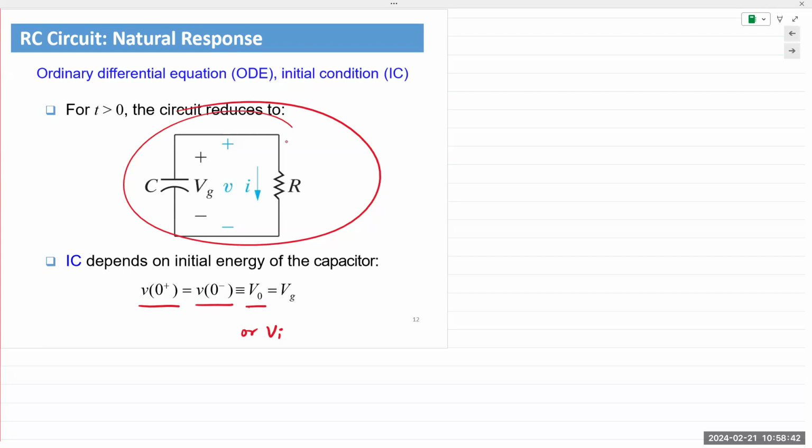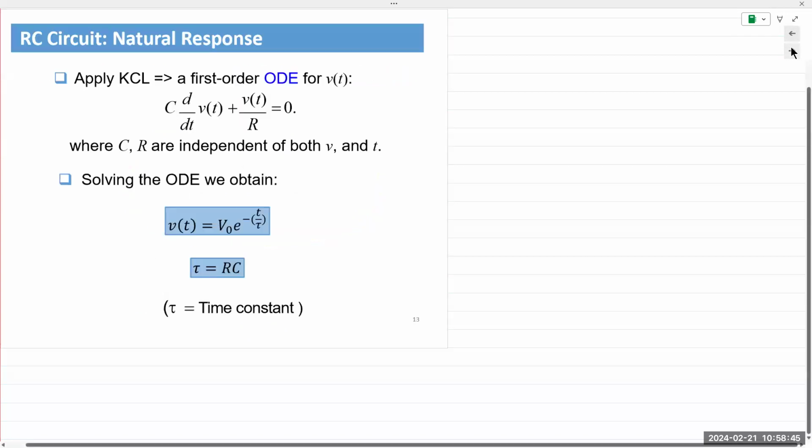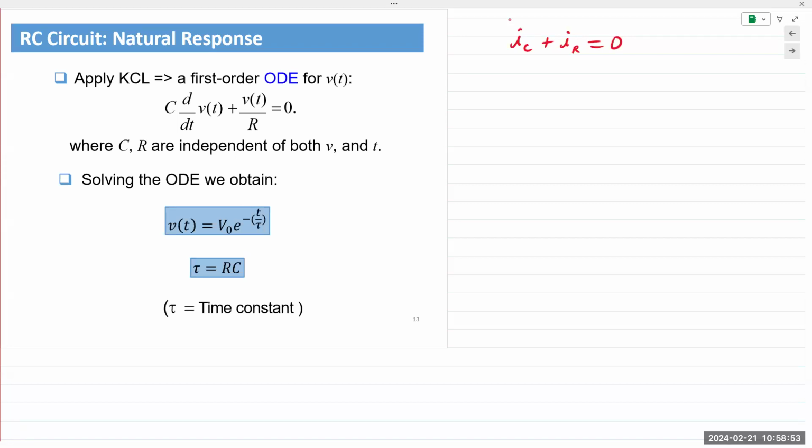To solve for this first order circuit, we apply KCL at the top and we obtain IC plus IR equal to 0. IC is of course C dV over dt. IR is V over R. Again, we have a first order ordinary differential equation. We solve that and we obtain the exact same equation. V of t is V0 times e raised to minus t over tau. No difference. Okay, no difference.